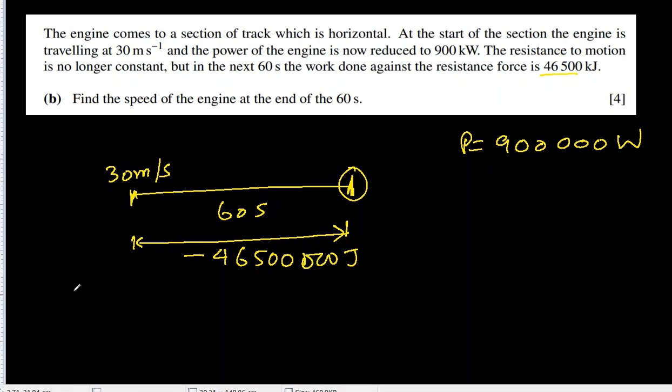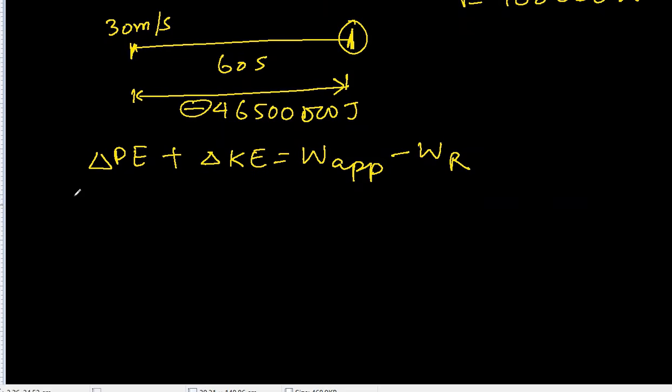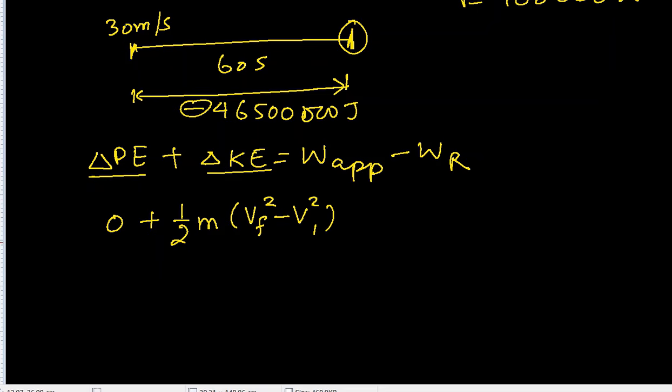So we know that delta PE, the difference in potential energy, plus delta KE equals the work done by the applied force plus, rather minus, work done by the resistance force. This negative I've already written here, so I will write negative. Since it's a horizontal track, there is no change in potential energy, the height remains the same, so it is 0. The difference in kinetic energy will be half m times final velocity squared minus initial velocity squared.